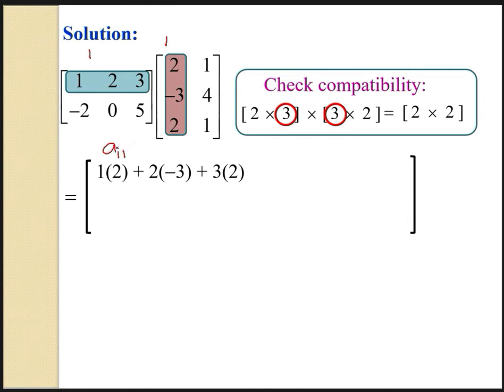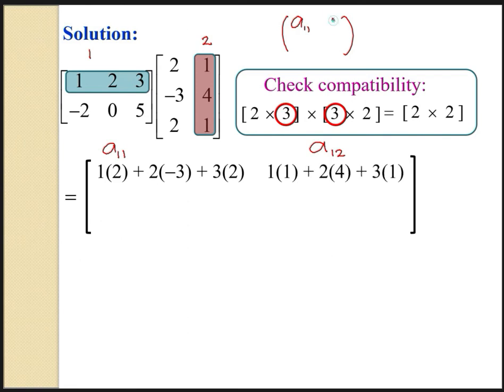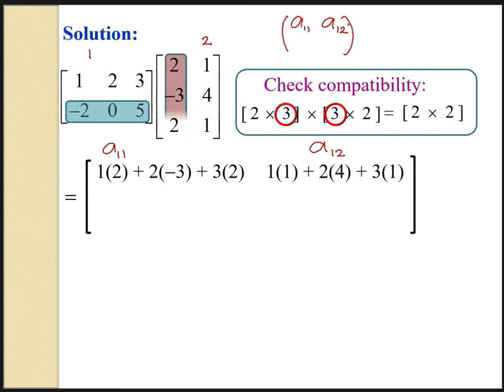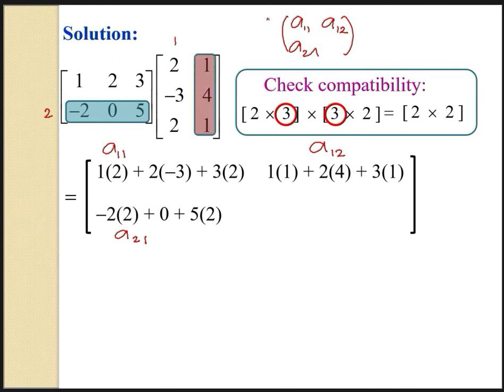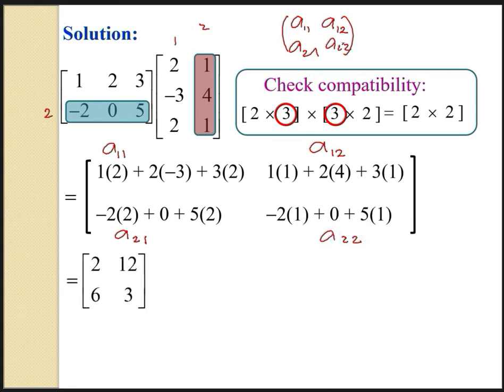Next, to find the answer for the element in the first row and second column, we have to multiply the first row with the second column. Multiply each of the elements one by one to get your value in the first row and second column. Do the same for the second row and first column. Your answer will be in the second row and first column of the new matrix. Next, do the same for the last column, and your answer will be situated in the second row and second column of the new matrix. And your final answer is just 2, 12, 6, and 3.